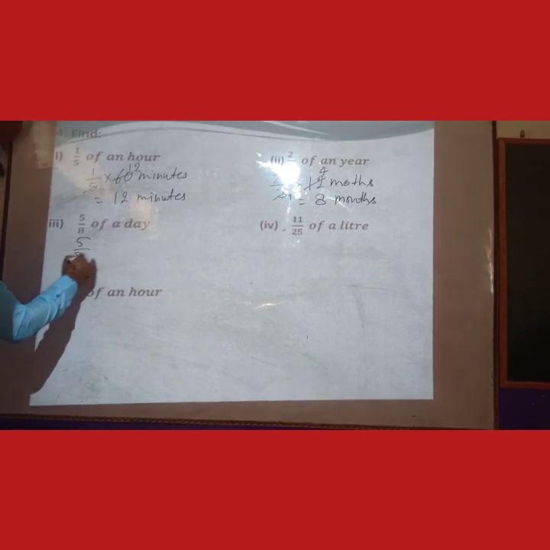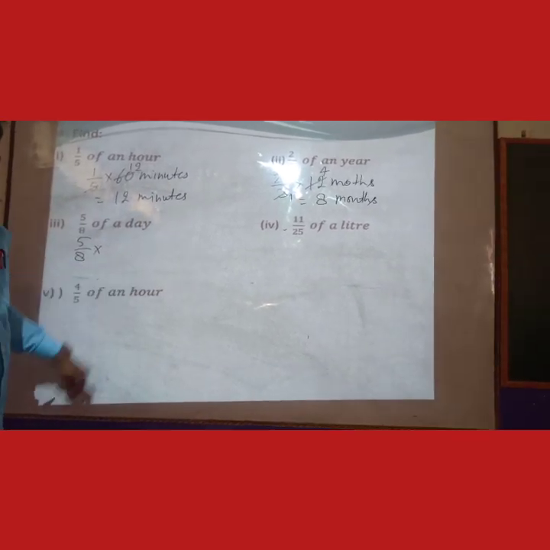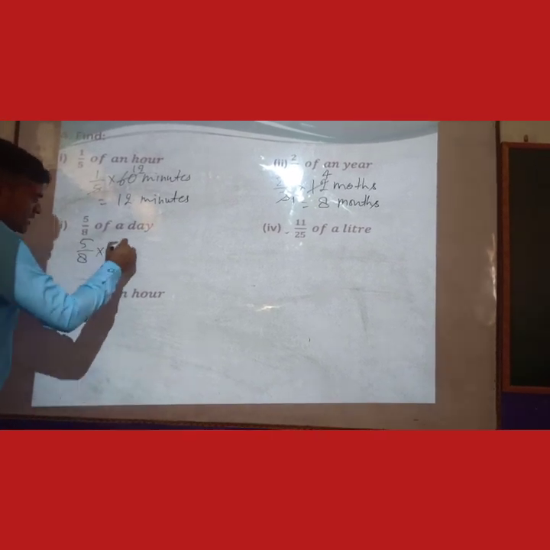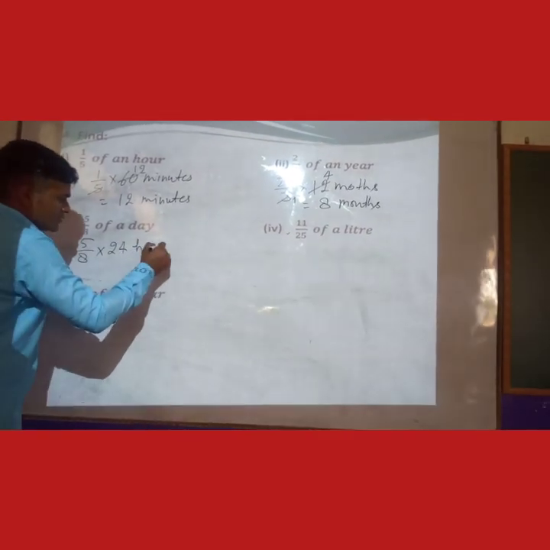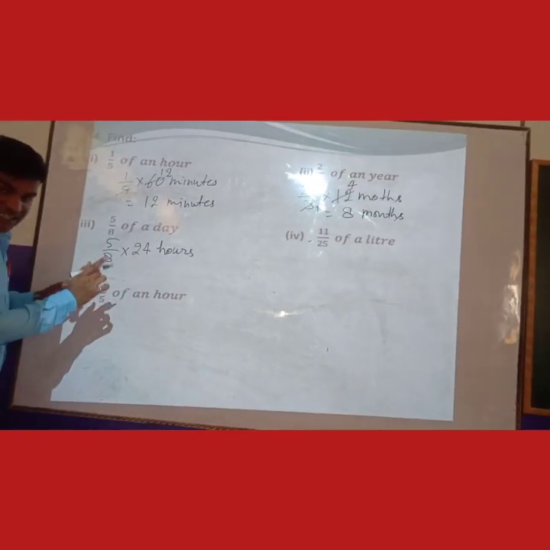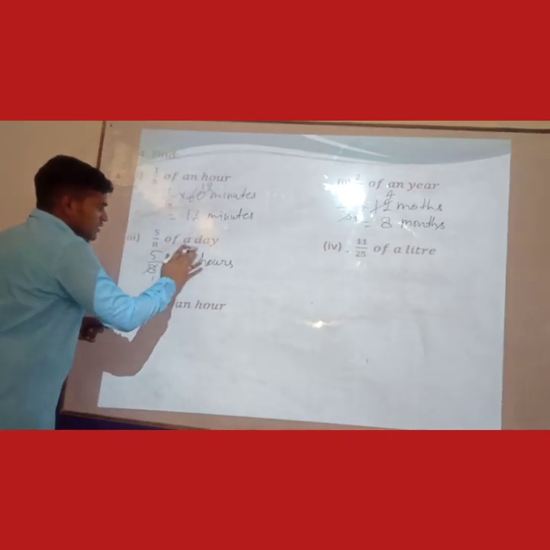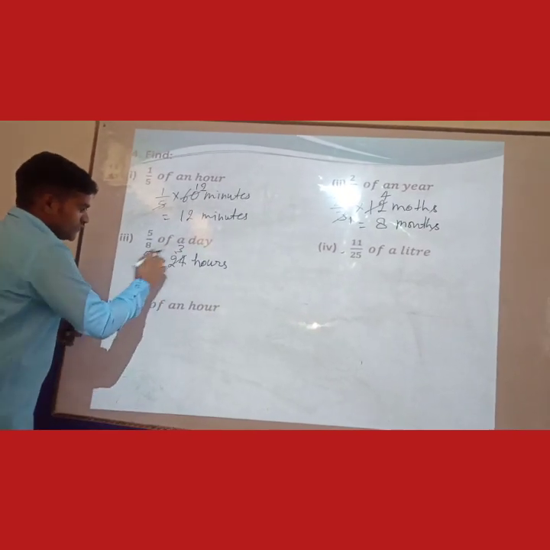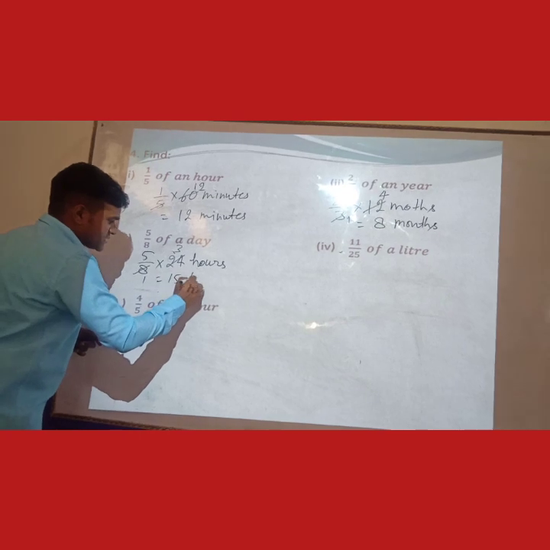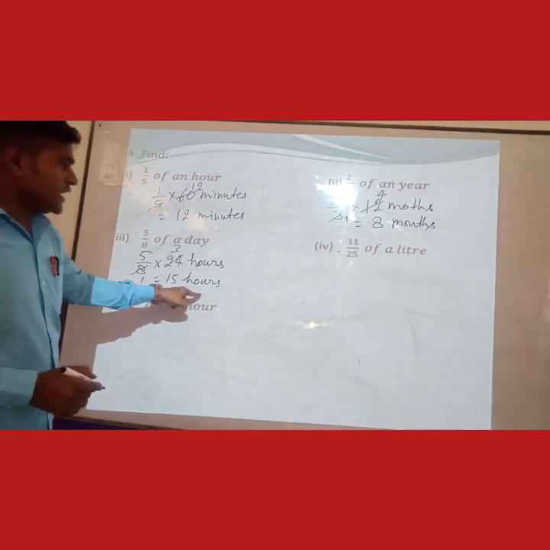Like that next 5 upon 8 of a day. 5 upon 8 of a day. So how many hours in a day? 24. So multiplied by 24 hours. Okay. So 24 is divisible by 8. Yes, it is divisible by 8. 8 1 is 8. 8 3 is 24. So what you will get? 5 3 is 15 hours. It means 5 upon 8 of a day is 15 hours.